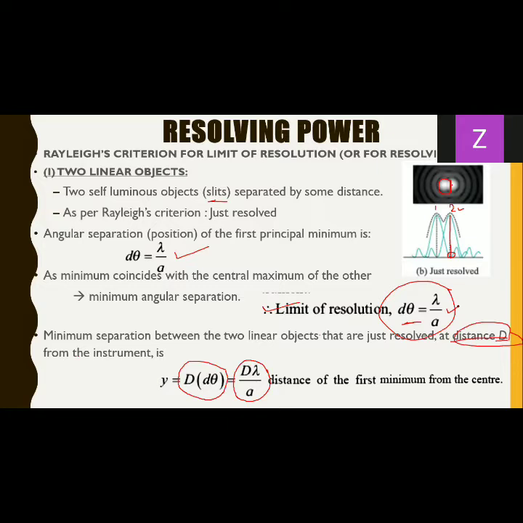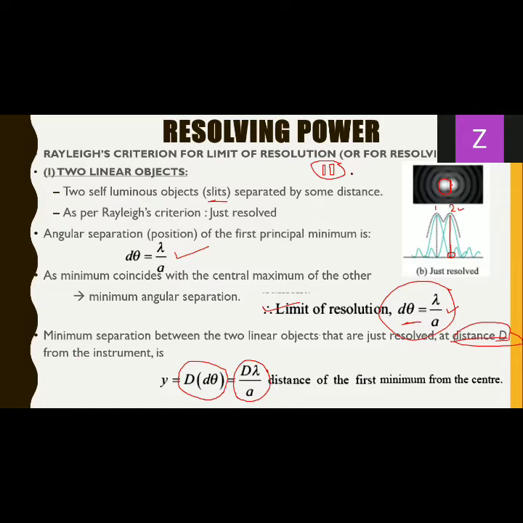So this was for the first point when the two linear objects are considered. Once again, linear objects means what? Like a slit. So this is one slit and this is another slit which we have. If we are to say in the form of wave fronts, these objects give you linear wavefront, मतलब plane wavefront मिलता है, right? So that's why we are considering linear objects.